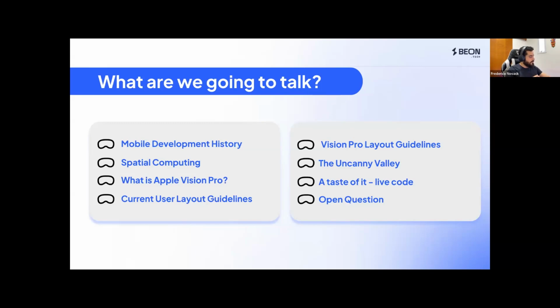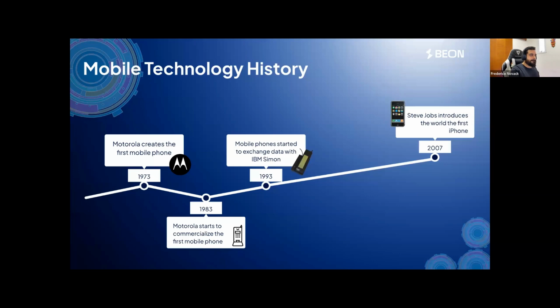All right. So let's talk a little bit about the mobile technology history. Why are we going to talk about it? Because in order for us to understand where we are right now, we need to look back and see where we came from, so we can see the evolution of the technology into today.